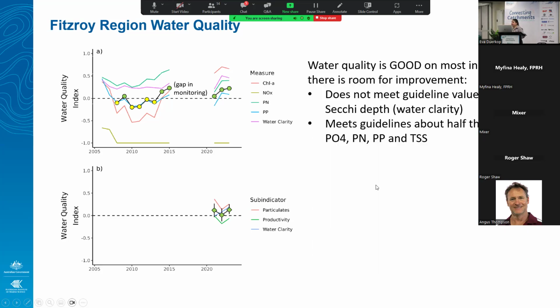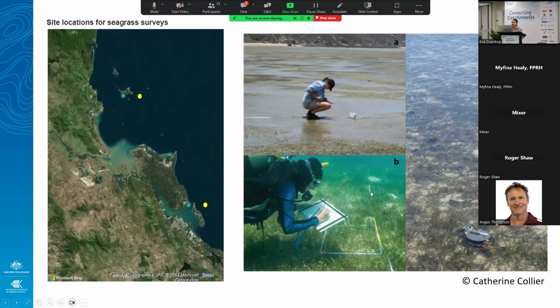Second component, this component's led by Len McKenzie and Catherine Collier in drop water. They measure seagrass, both intertidal and subtidal seagrasses. As you can see, it's a fairly labour-intensive piece of work, going out regularly to look at how the seagrass is doing, not just the cover, but its reproductive status and so forth.